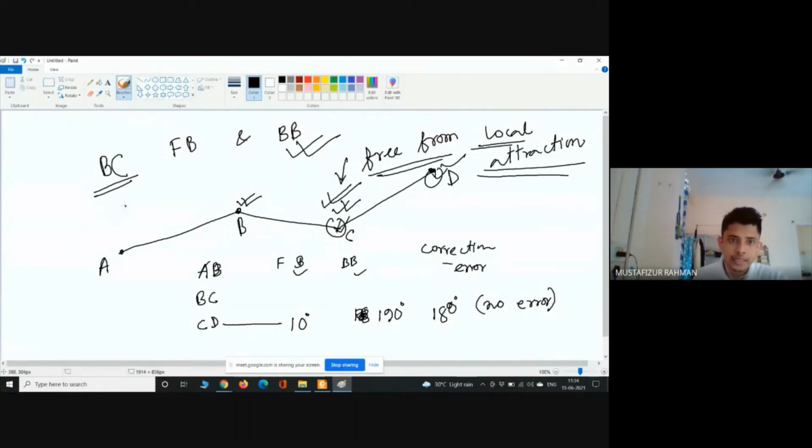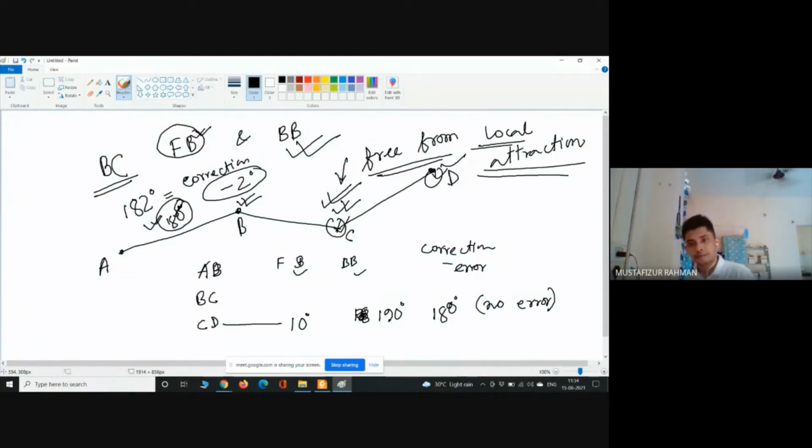So whatever is the difference, say for example, the difference is 182 degree. So the error is plus 2 degree and the correction is minus 2 degree, right? So the value of the forward bearing will be changed by minus 2 degree. Then the difference between these 2 will be 180 degree. Like that, we will carry out our work when it is a numerical in the book.